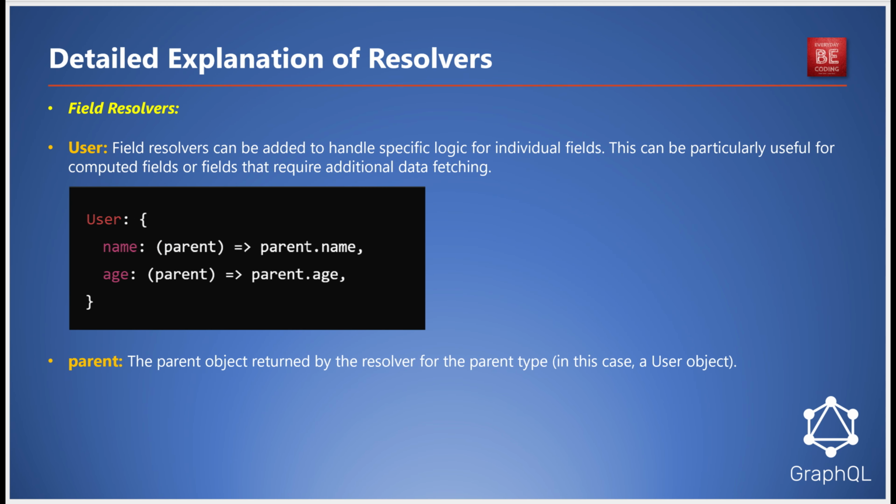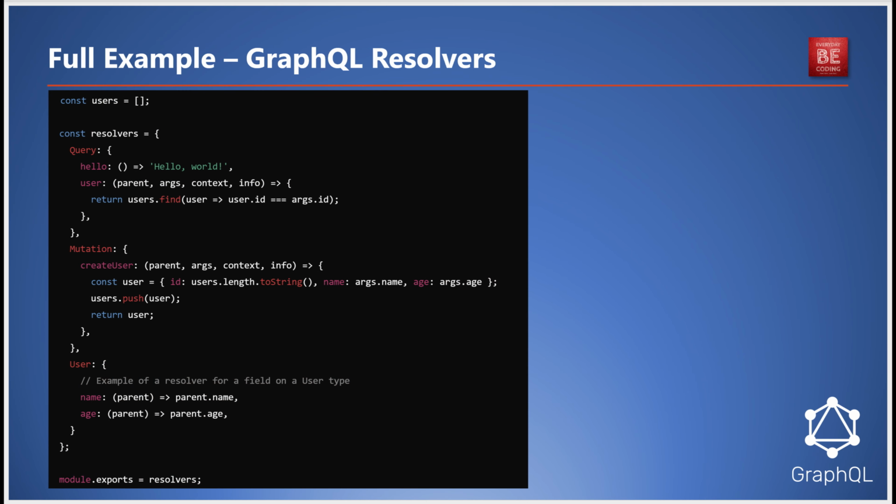Field resolvers, on the other hand, are used for fetching specific fields of a type, such as the name or age in a user type. These resolvers rely heavily on the parent argument, as they need to fetch data based on the result of the parent type resolver. Understanding GraphQL resolvers is crucial for developing efficient, scalable web applications.